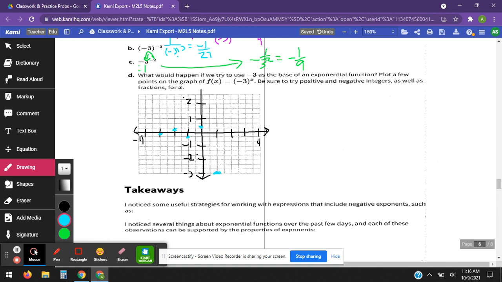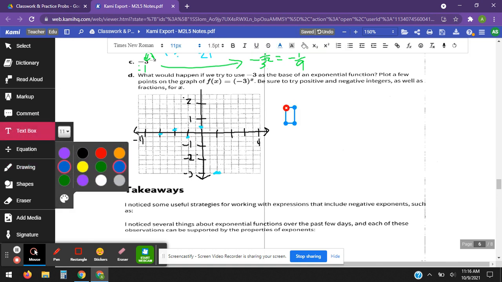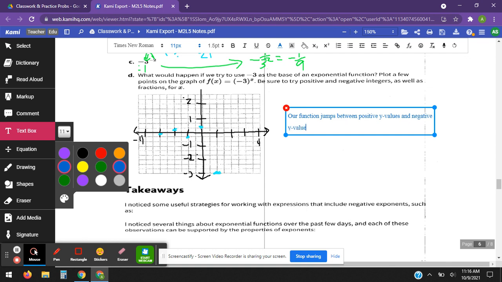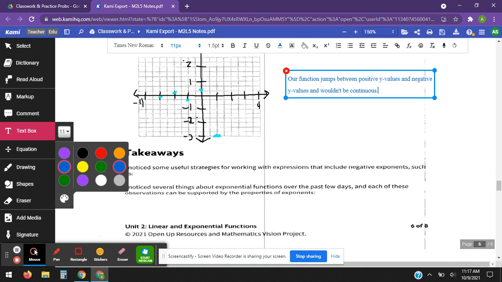What's happening to our line? Our function jumps between positive y values and negative y values and wouldn't be continuous. All right, so that's just kind of a neat thing to look at.